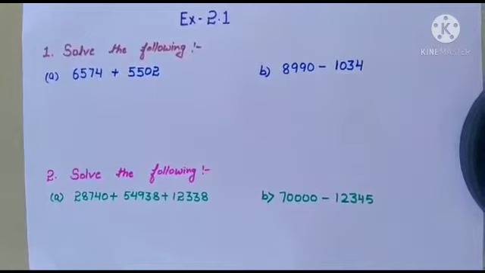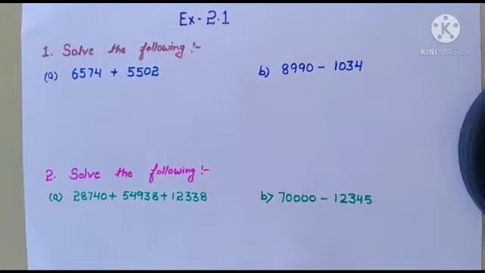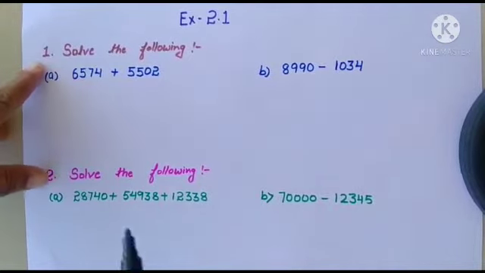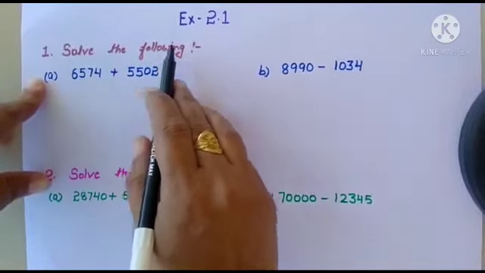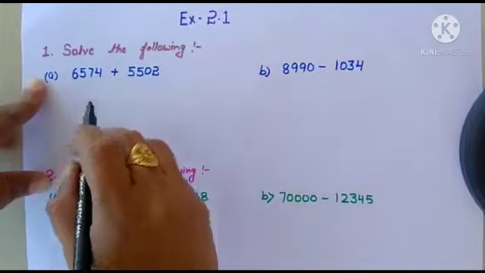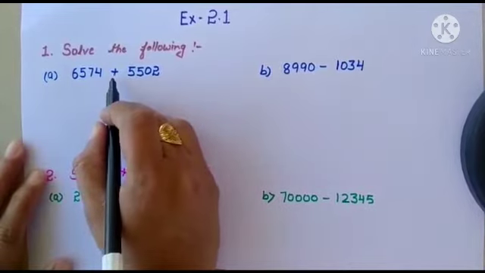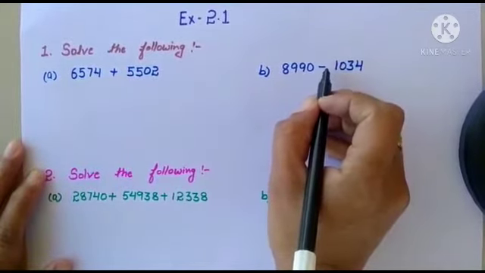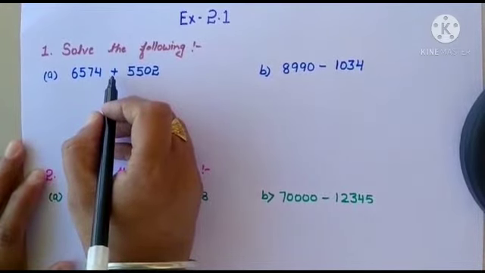Students, in chapter 2, first we will learn what is in exercise 2.1. In exercise 2.1, there are some questions you have to solve. The first point is our addition. In the first question, the instruction is "solve the following". Nothing is written about addition, so by seeing the sign, we can estimate what to do. This sign is of addition and this sign is of subtraction. So by seeing this sign, we will do our addition.